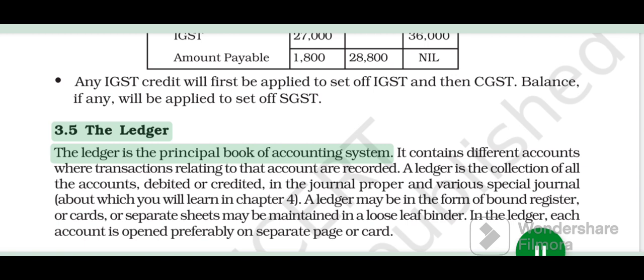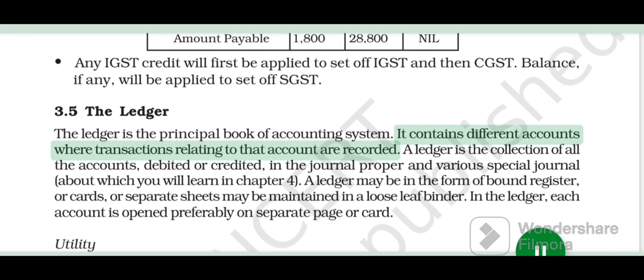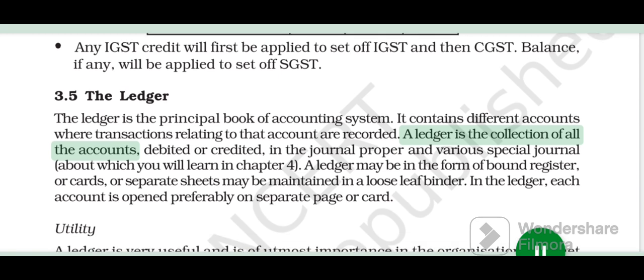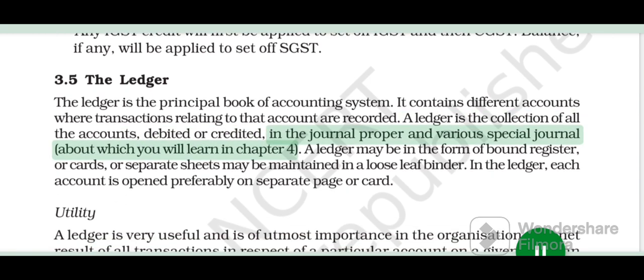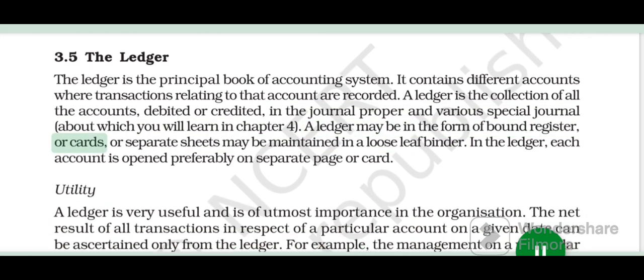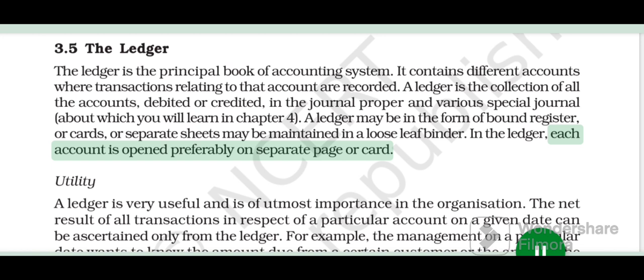3.5 The ledger. The ledger is the principal book of accounting system. It contains different accounts where transactions relating to that account are recorded. A ledger is the collection of all the accounts, debited or credited, in the journal proper and various special journals, about which you will learn in chapter 4. A ledger may be in the form of a bound register, or cards, or separate sheets may be maintained in a loose leaf binder. In the ledger, each account is opened preferably on a separate page or card.